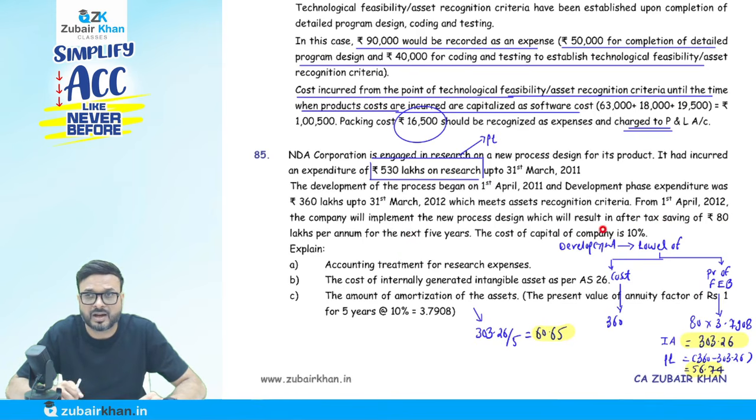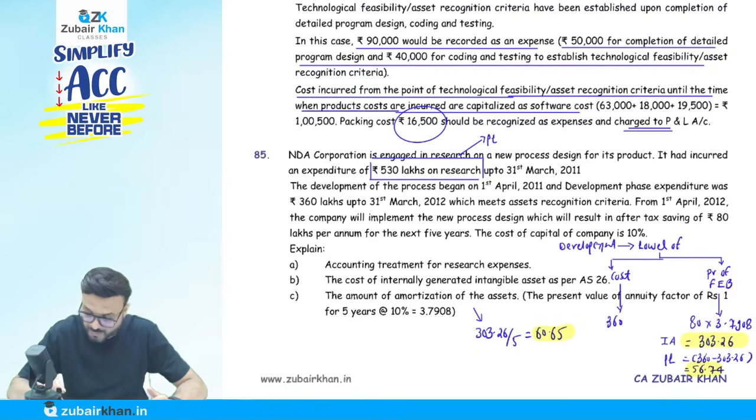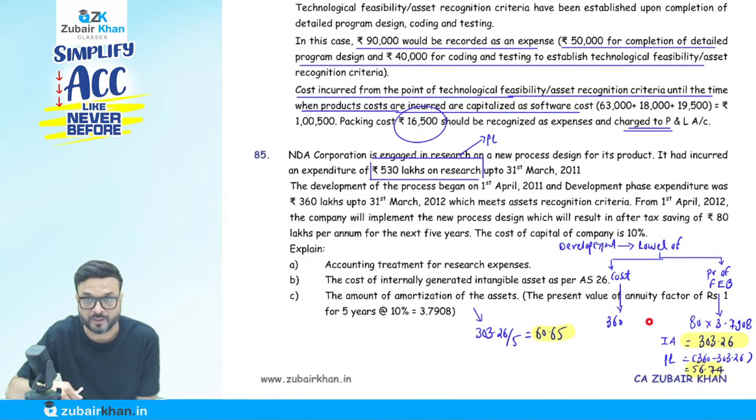Which will result in after tax saving of how much? 80 lakhs. So what they say is that the present value of the expected future economic benefit is 80 lakhs per annum for the next 5 years. They have given the discounting factor of 3.7908. The expense that we've incurred is 360. Now 80 lakhs per annum multiplied by 3.790 is the present value of the future economic benefit.